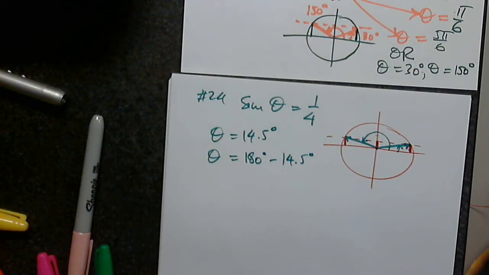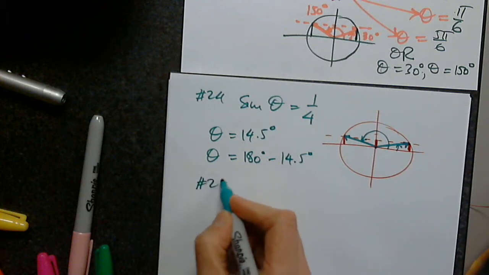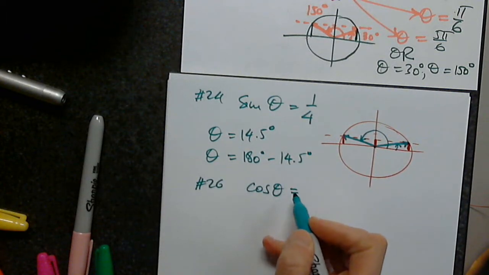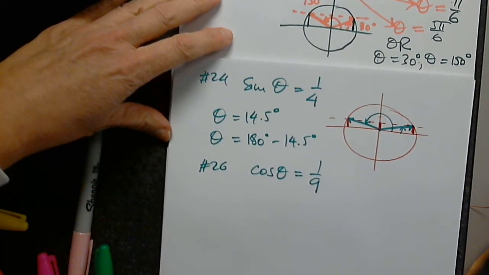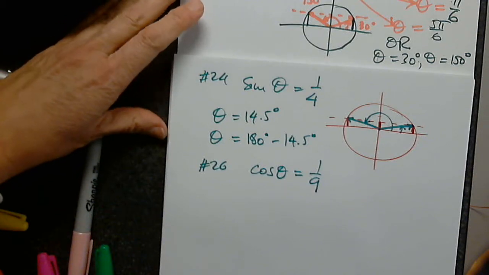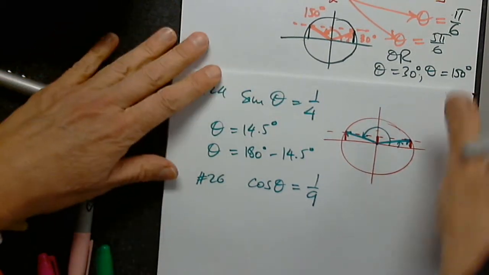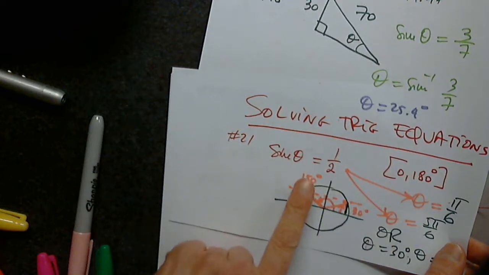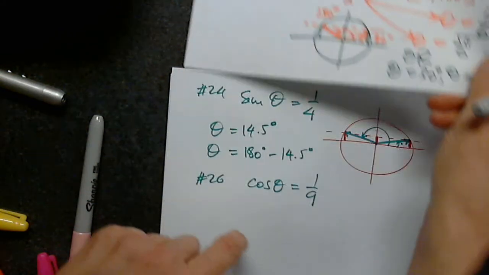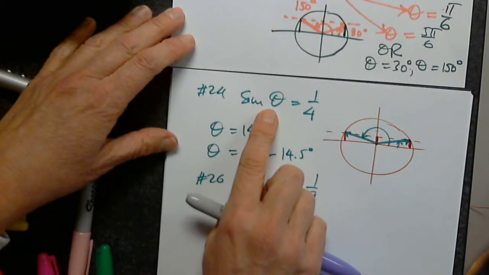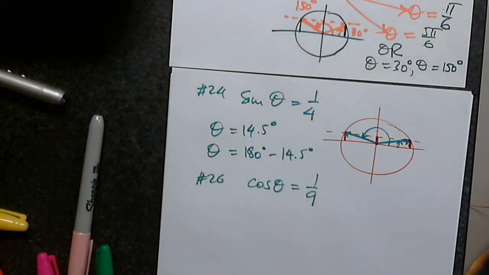Here's another trig equation, 26. Cosine theta, they say, is 1/9, but we are restricted, they said, to 0 to 180. What exactly is the question asking for these problems? To solve the equation. Yes, solving trig equations. I'm given the equation, I'm asked to find the variable. The variable is an angle. The same thing here, sine of a variable is 1/4. What can the variable be?